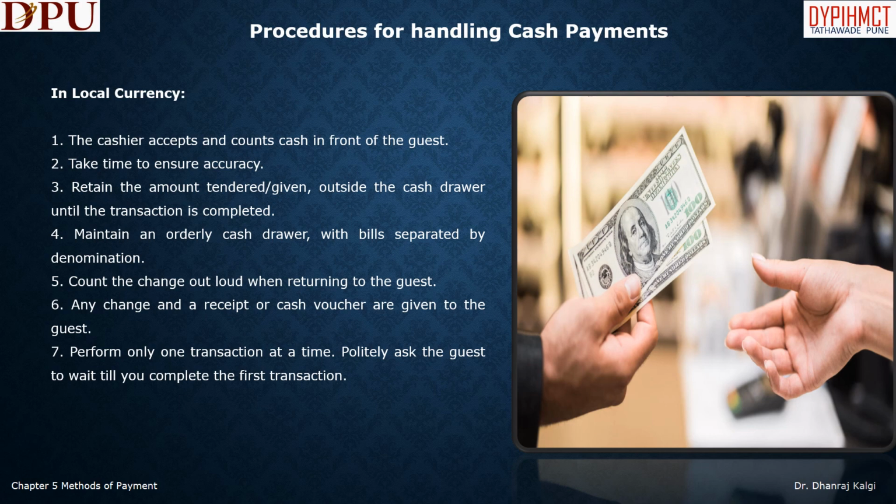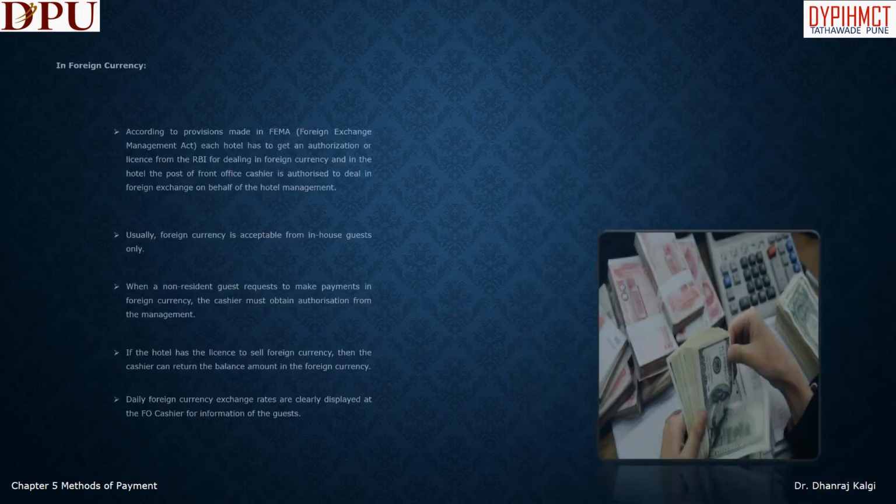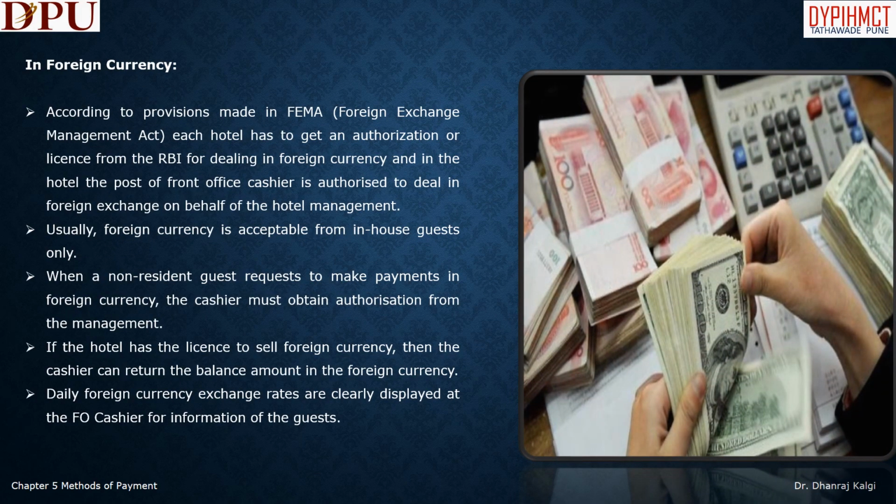7. Perform only one transaction at a time. Politely ask the guest to wait till you complete the first transaction. In foreign currency. According to provisions made in FEMA, Foreign Exchange Management Act, each hotel has to get an authorization or license from the RBI for dealing in foreign currency, and in the hotel the post of front office cashier is authorized to deal in foreign exchange on behalf of the hotel management.